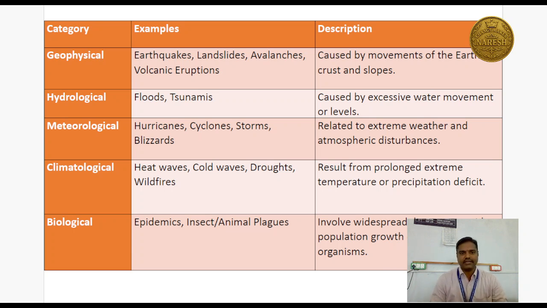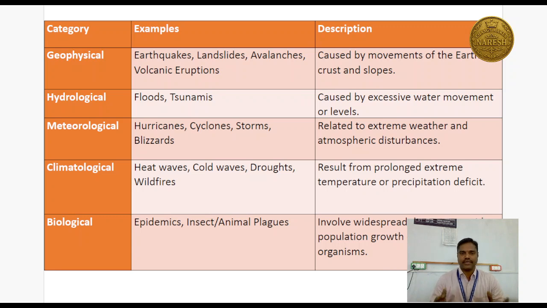So if you talk about the geophysical category, the best examples are earthquakes, landslides, avalanches, and volcanic eruptions. The description for geophysical is that it is caused by movements of Earth's crust and slopes. The second one, hydrological disasters, the best examples for that are floods and tsunamis. The description for that is that it is caused by excessive water movement or levels.